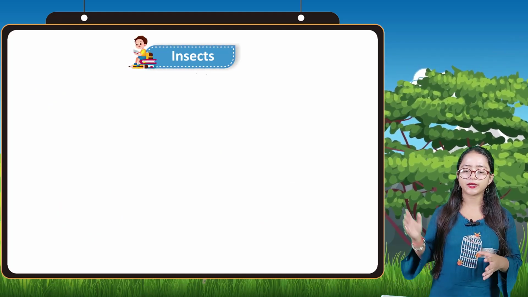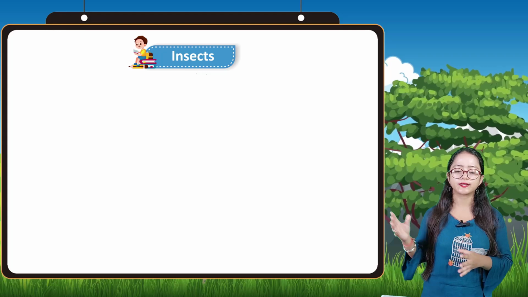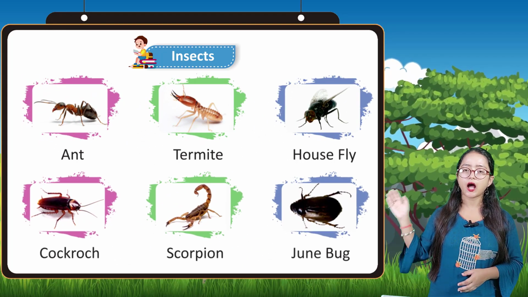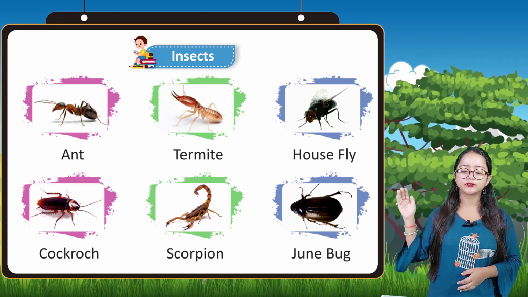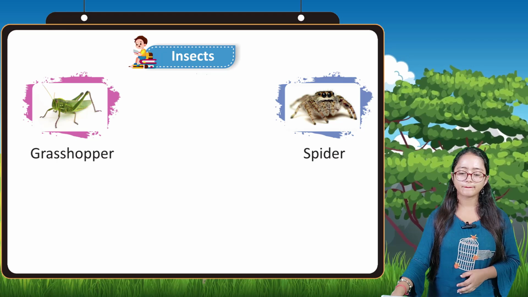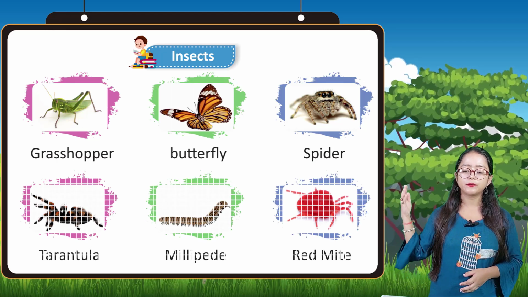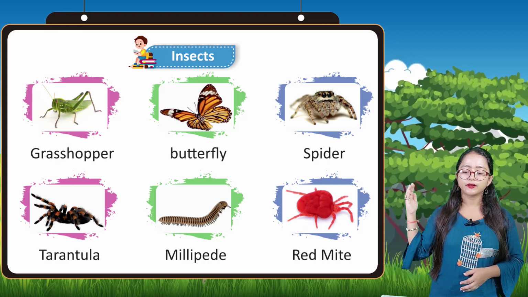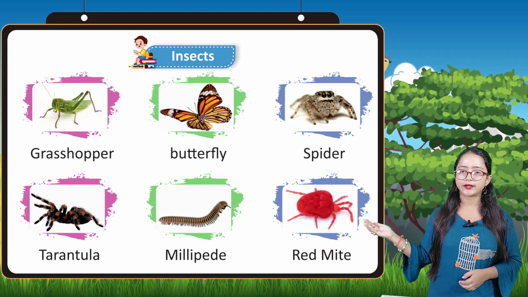Now turn the page and the next topic is insects. Ant, termite, housefly, cockroach, scorpion, Junebug, grasshopper, butterfly, spider, tarantula, millipede, red mite.